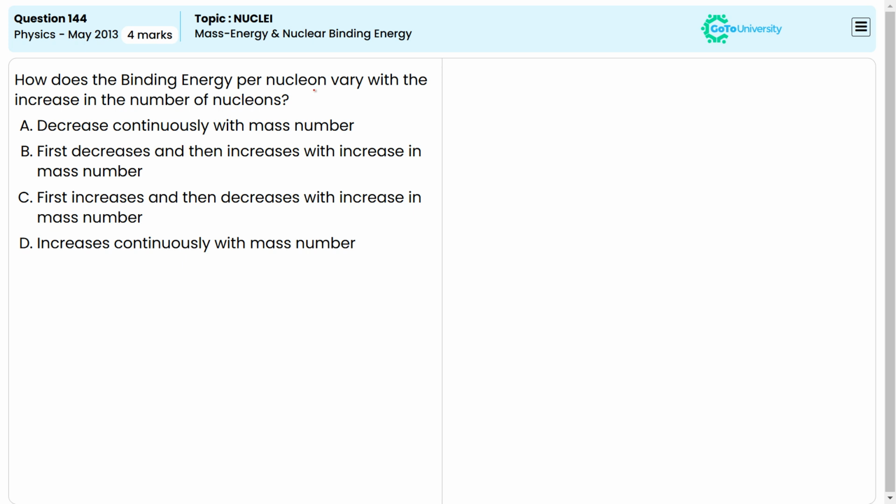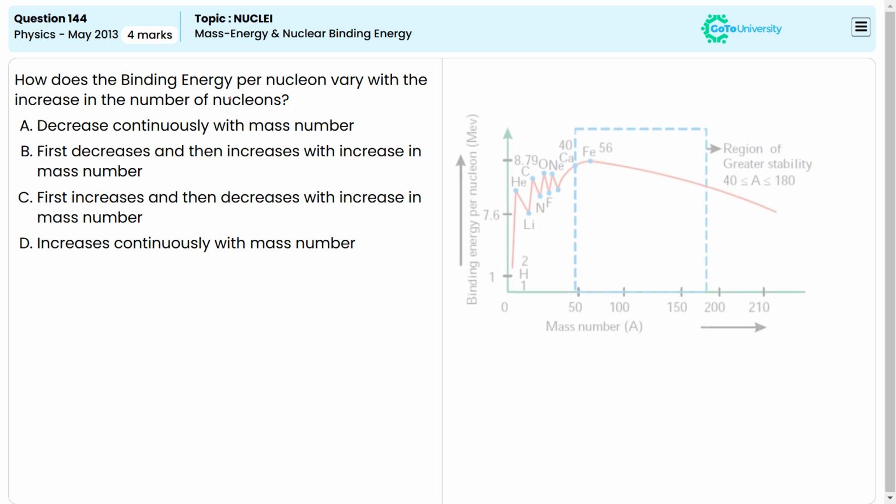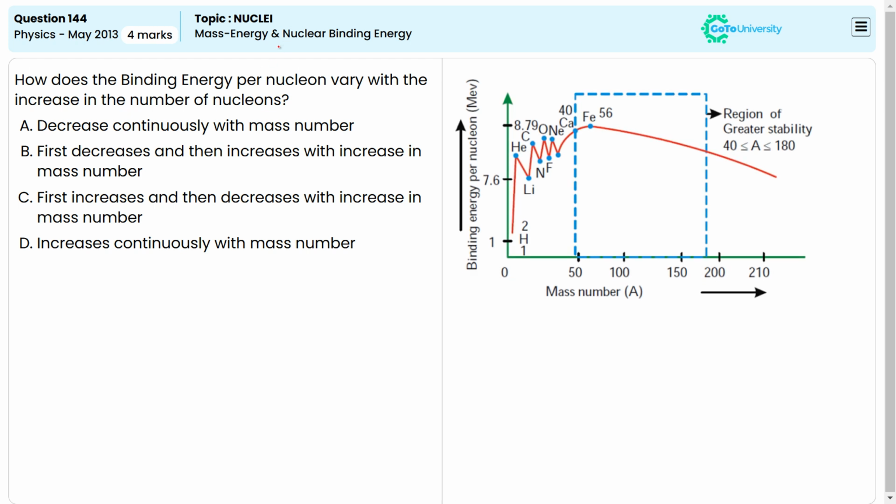How does the binding energy per nucleon vary with the increase in the mass number of nucleons? Okay, what happens to the binding energy with the increase in the number of nucleons? We have the image here. If you observe this chart, this is the graph of binding energy per nucleon.